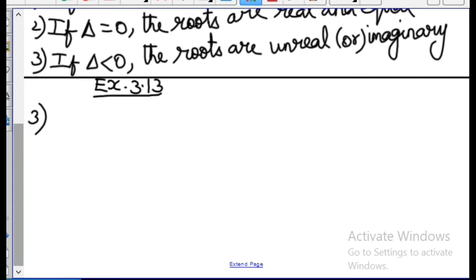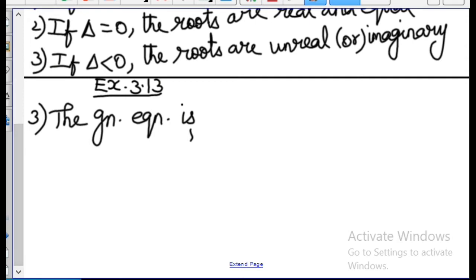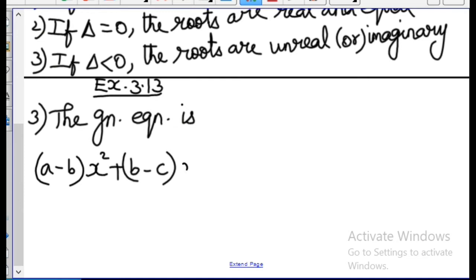So the given equation is: write the equation. It is (a minus b) x square, plus (b minus c) x, plus (c minus a), equal to 0. Write it near the margin. Always write from near the margin. So once again check the equation: (a minus b) x square plus (b minus c) x plus (c minus a) equal to 0.